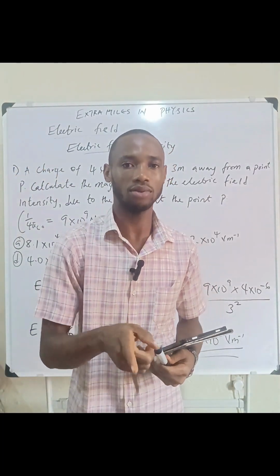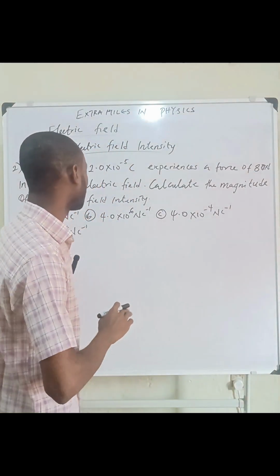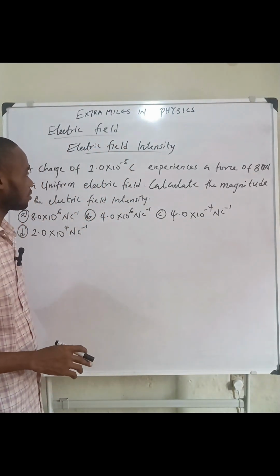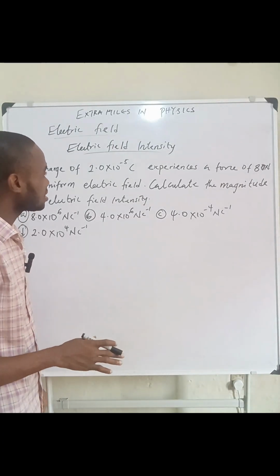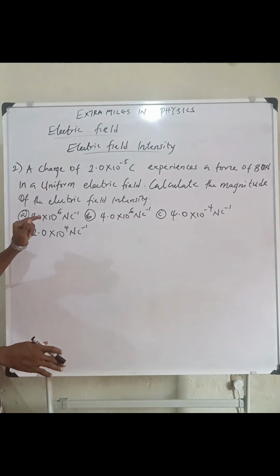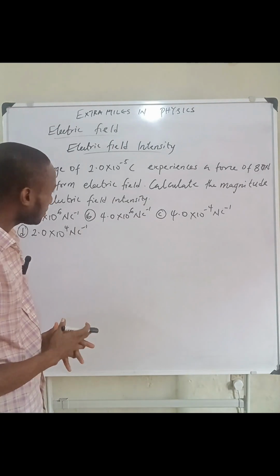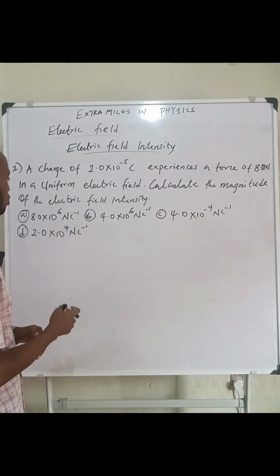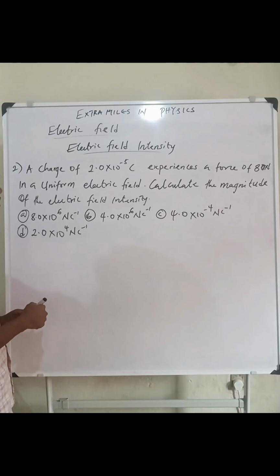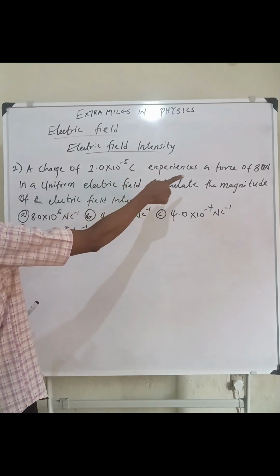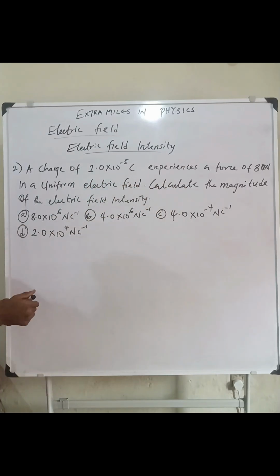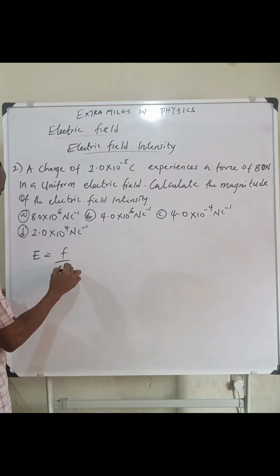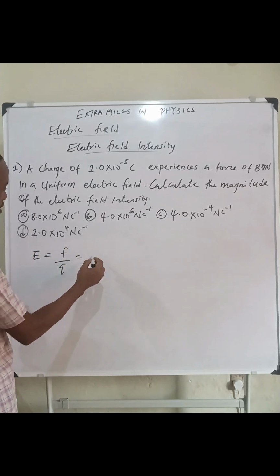I'm going to take one more with you, then maybe I'll give you one more to solve for me before we go to the next thing. So the second question goes like this: A charge of 2.0 times 10 raised to power minus 5 coulomb experiences a force of 80 Newton in a uniform electric field. Calculate the magnitude of the electric field intensity. So we have our options. Since we are having charge and force, it's the force formula we're using, which is E equals force over charge.